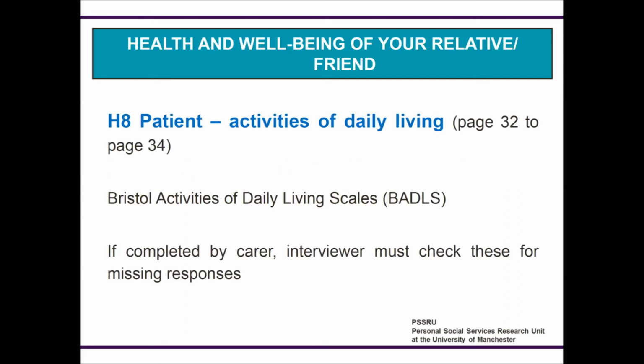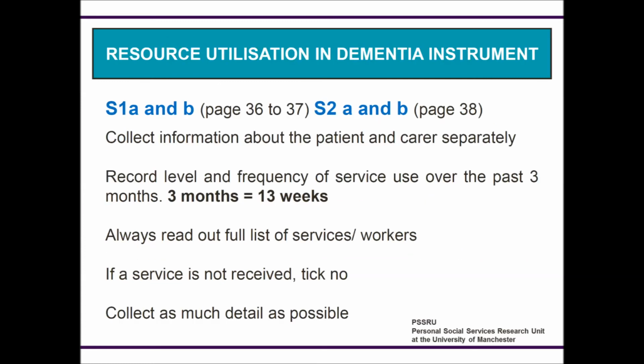In question H8, the carer is asked to tick the box that most closely describes the level of ability of their relative. Not applicable should be selected only if the patient did not do that activity when they were well. The instructions for completing this are the same as for the patient.